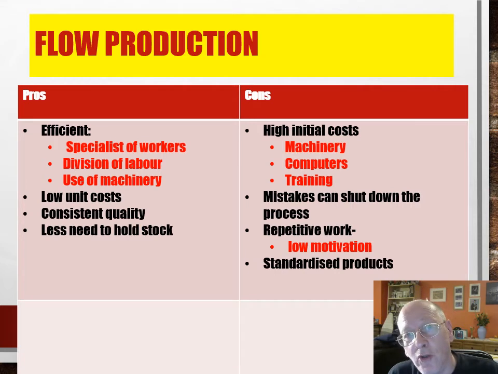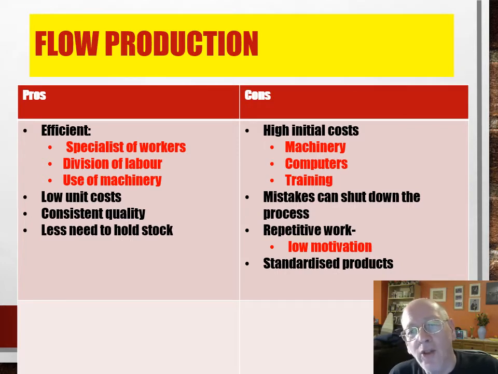So what are the pros and cons of flow production? Well, it tends to be more efficient if you are producing a lot of output. Your unit costs tend to be lower. Your quality tends to be more consistent than when you've got an individual producing, say, a job for someone specific. And it involves less need to hold stock because you know what you're going to be producing, whereas with job production, you don't know exactly what you're going to need because it's going to differ from person to person.